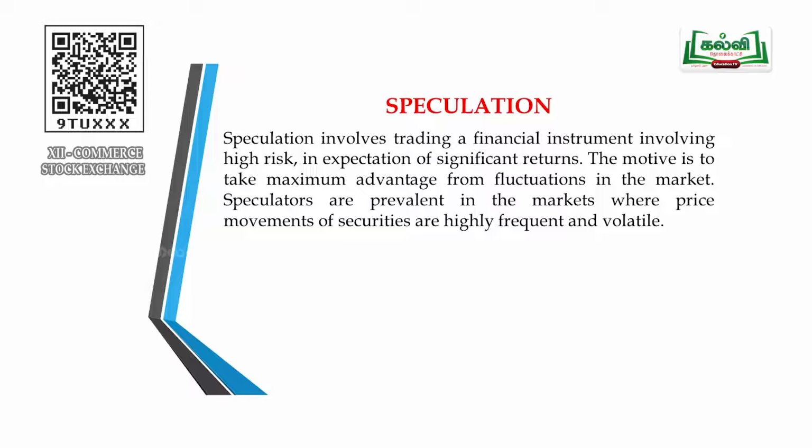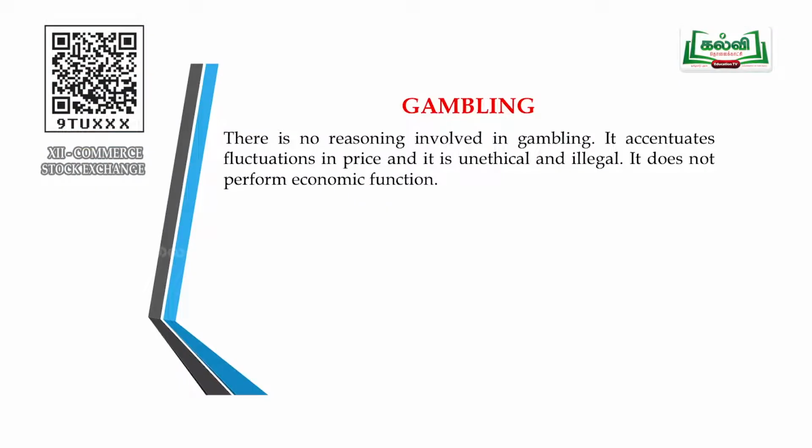And next is gambling. There is no reasoning involved in gambling. It is used according to the situations. The gambling people try to earn profit from the conditions of the country. It accentuates price fluctuations and is unethical and illegal. It does not perform any economic functions. The gambling people use the situation for themselves. So that activity is called gambling.